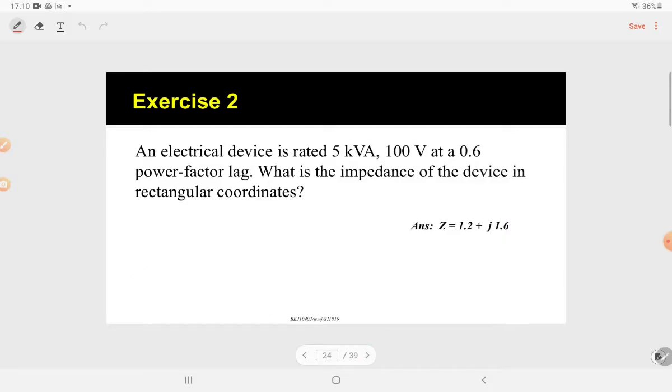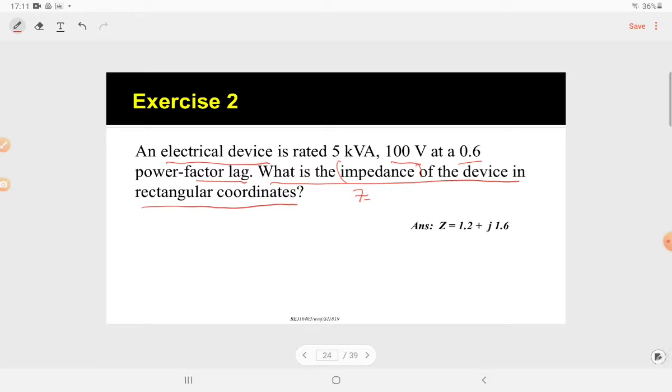Next, you are given an electrical device rated 5 kilovolt ampere with 100 volt and a 0.6 power factor lagging. When they say lagging, we know that it is an inductive load. So the question is, what is the impedance of the device in rectangular coordinate? This question asks you to find the value of impedance, which is Z.